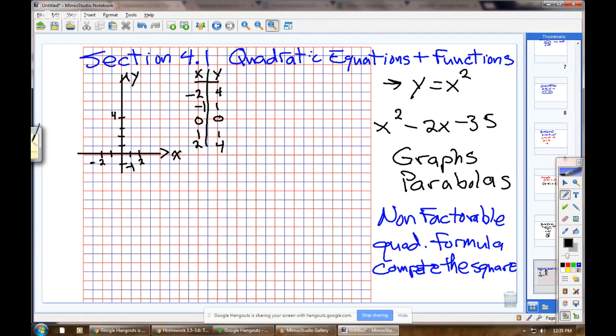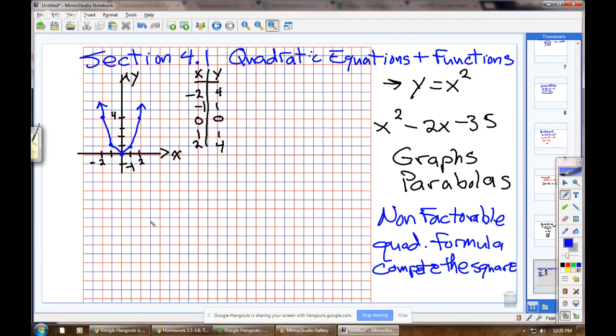And so I can plot those points. Negative 2, 4. Negative 1, 1. 0, 0. 1, 1. And 2, 4. And connecting the dots, I get this U-type shape that's roundish at the bottom and heads up and to the right on one side, up to the left on the other side.